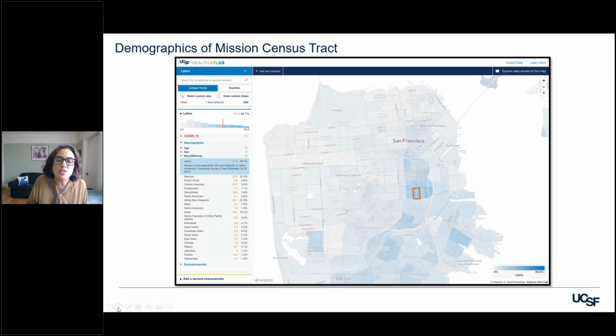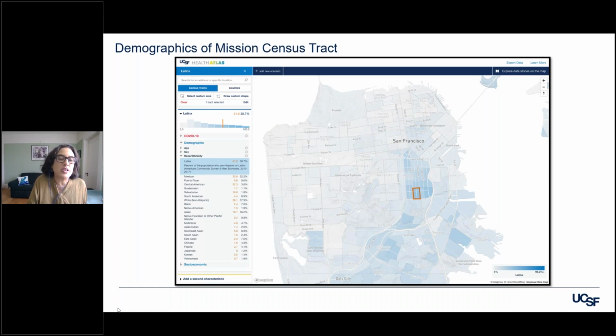We focused on one census tract within San Francisco. We did this deliberately because our goal was not just to provide the service of testing, but also to provide the data to inform the public health response. We chose the census tract because this is a tract that is predominantly Latino. You can see here 61% Latinx. Next slide.